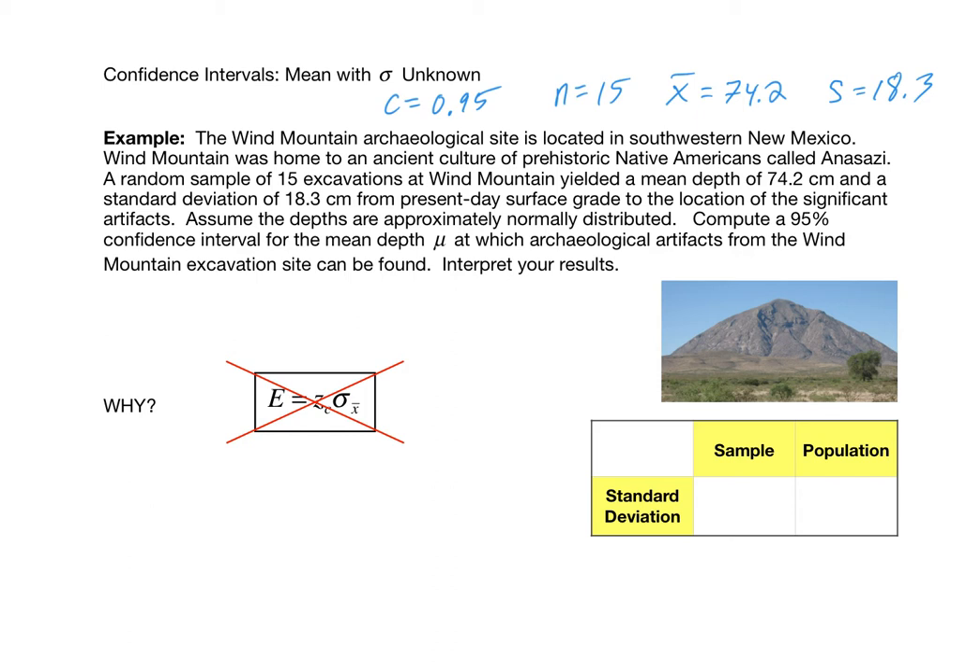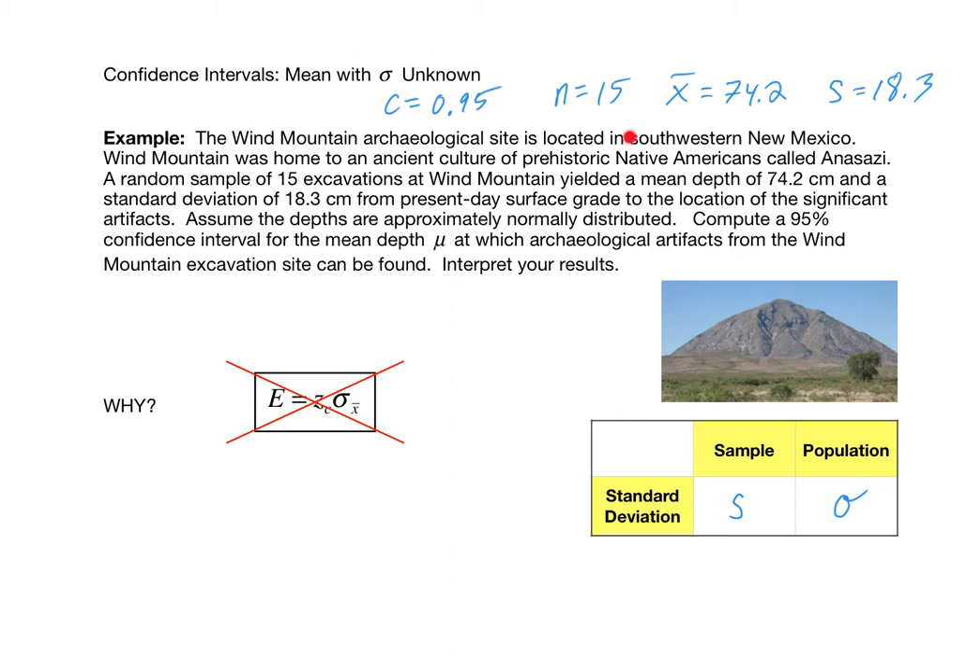Remember, population standard deviation is this Greek letter sigma, and the sample standard deviation is lowercase s. This 18.3 is s. It's a sample standard deviation. It's not the population standard deviation. So in this new video, we are going to start to look at developing confidence intervals when sigma is unknown, which is very common. You're not likely to know sigma, the population standard deviation.